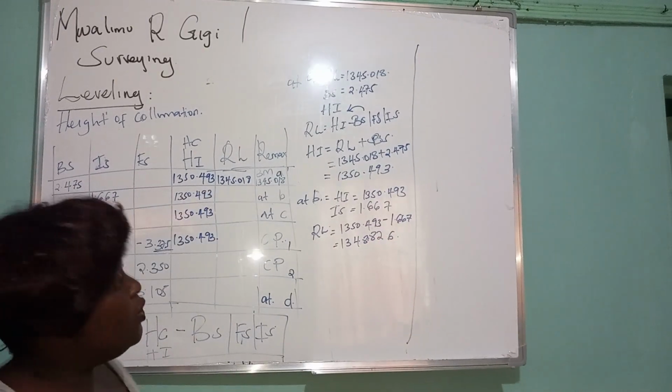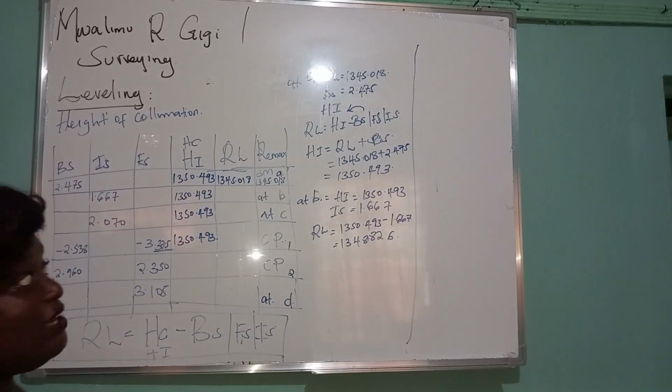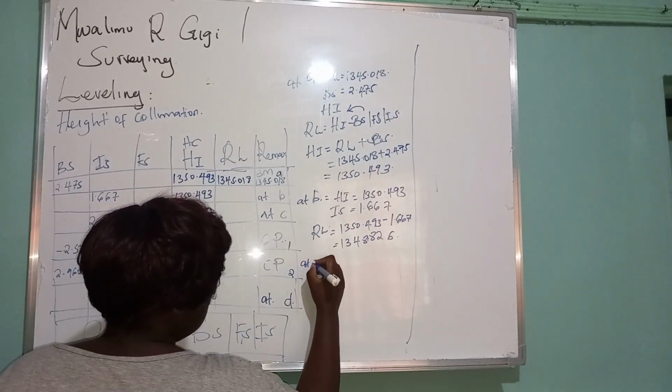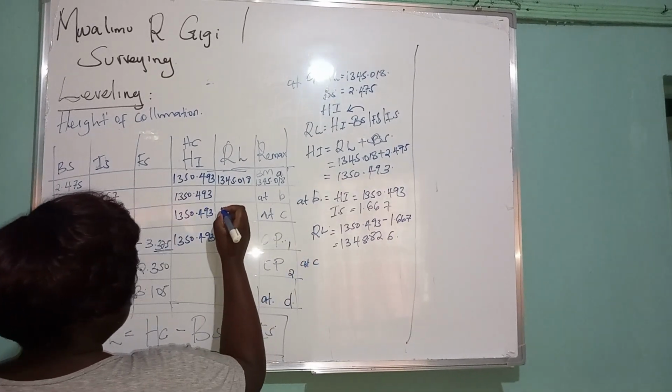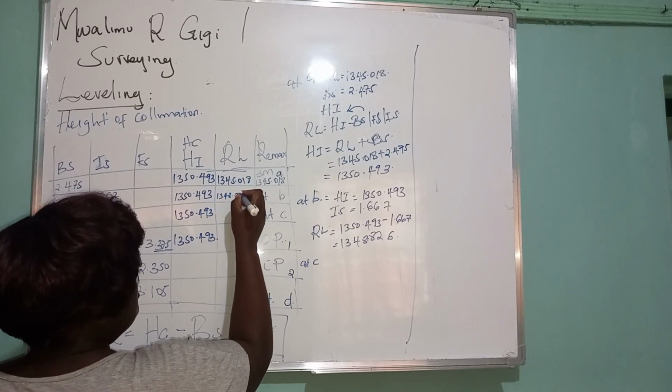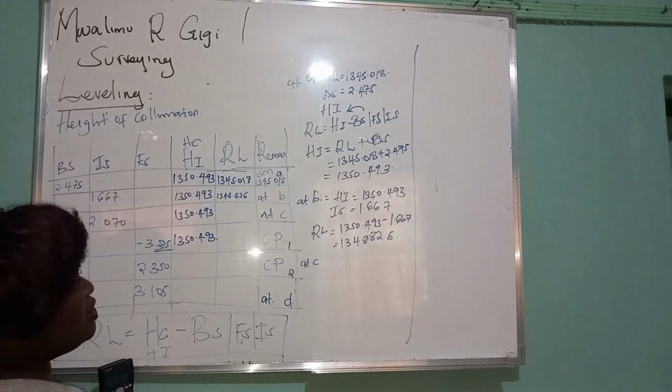So that is the reduced level at point B. So what about at point C? At point B it is 1348.826. So what about point C?